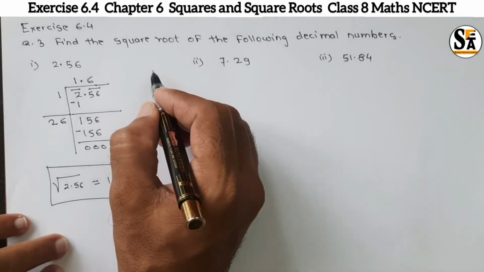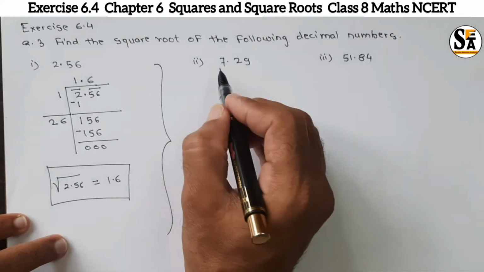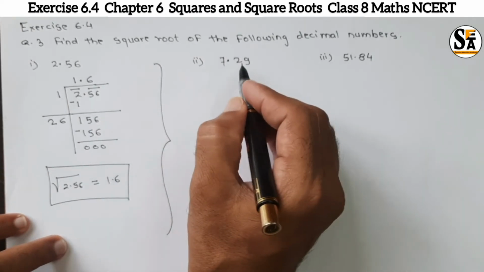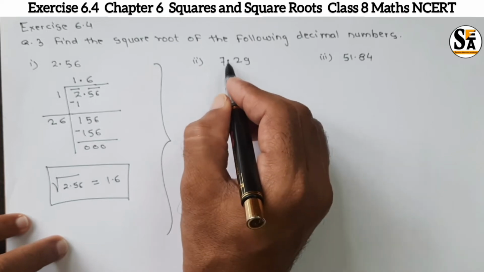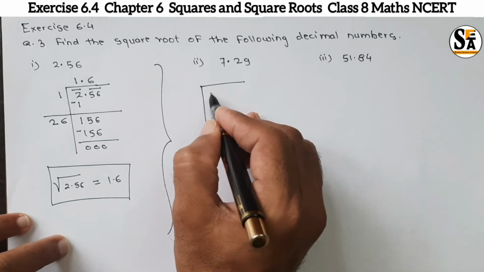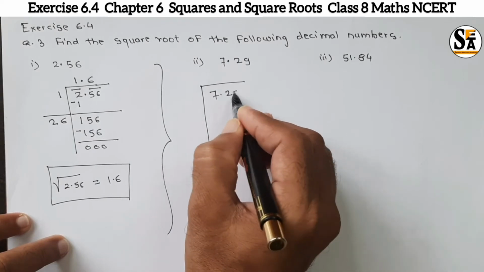Now see the next number. The next number is 7.29. Here also it is a decimal number. We must consider the decimal point. Again the procedure is the same. Take this number in this format, 7.29.